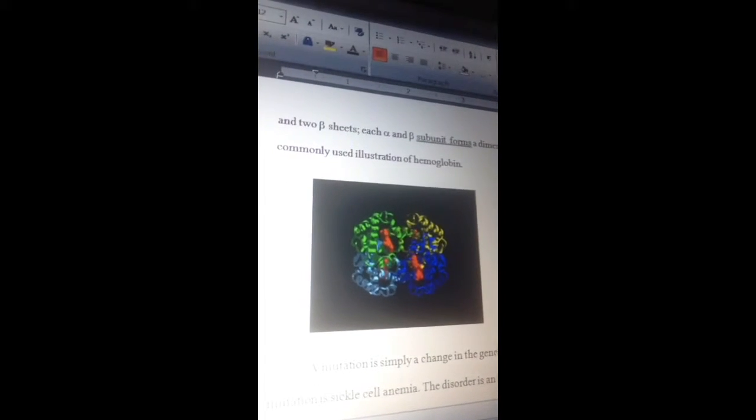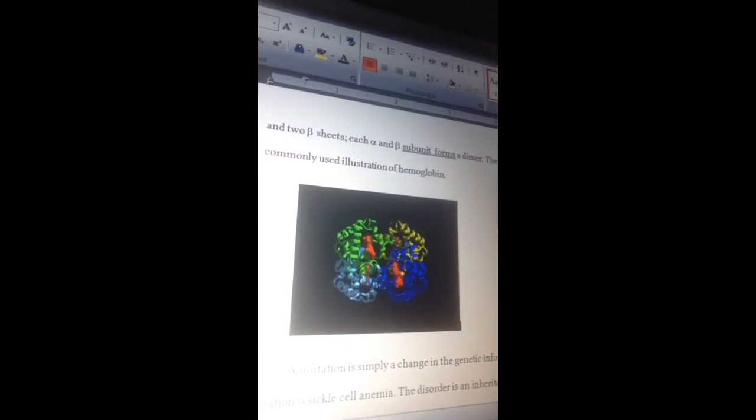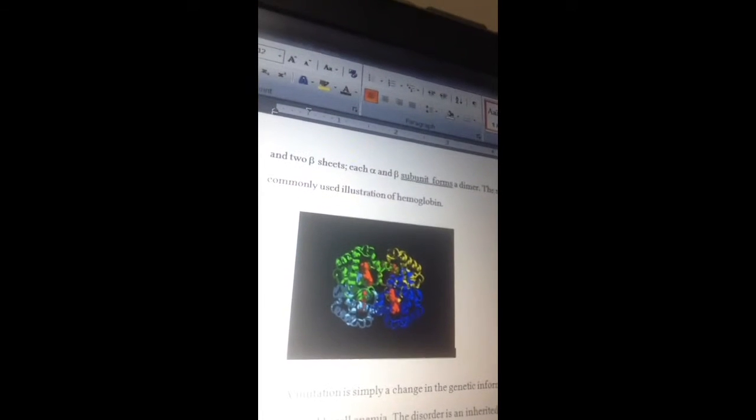And then I also have one more picture for you. Actually, it's not the last picture, but it is the ribbon model for hemoglobin. That is the ribbon model that is commonly known. That picture is probably one of the universally used pictures for hemoglobin.